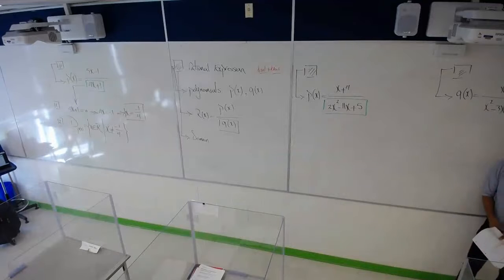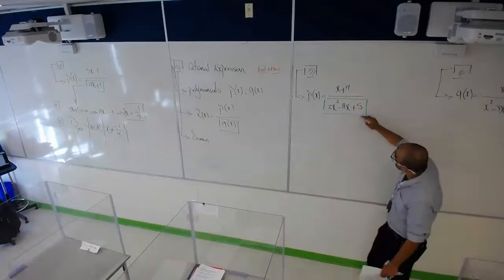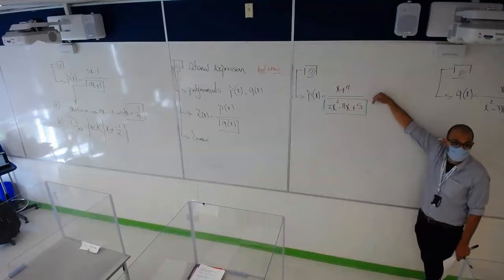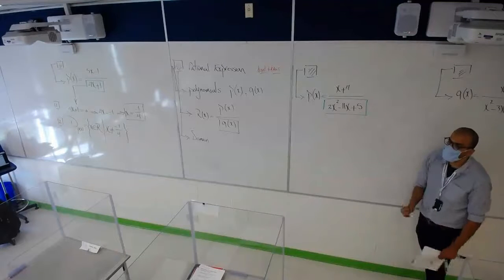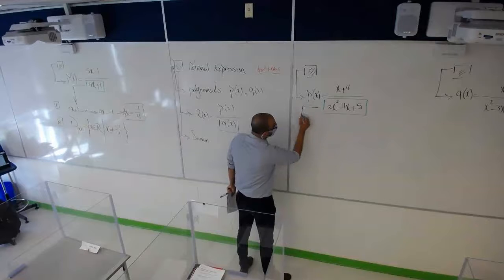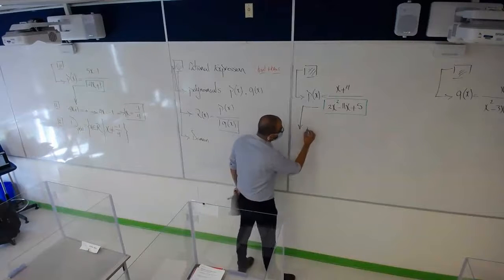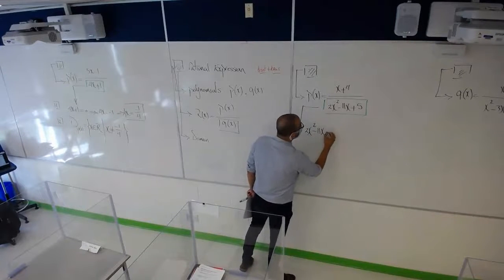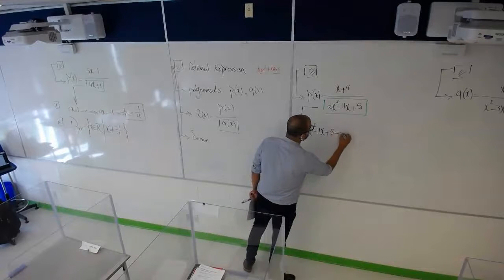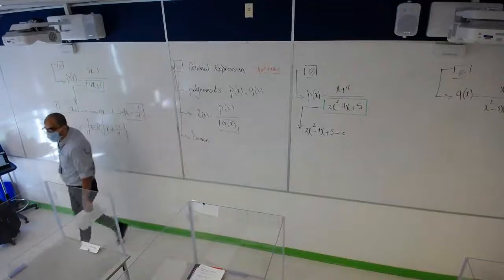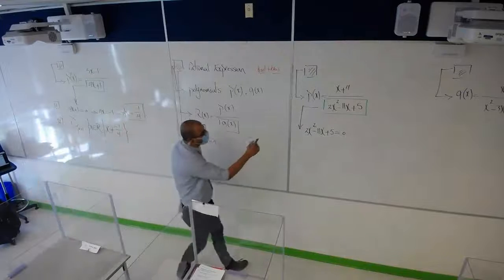In order to find the points where this rational expression is not going to be defined, I just take this one to go to 0. Then it means that from here, I have to solve this equation: 2x squared minus 11x plus 5 equals 0. That's going to be my step number 1.